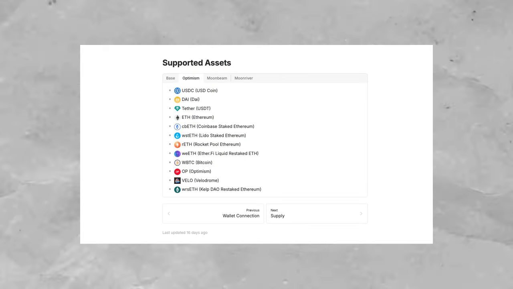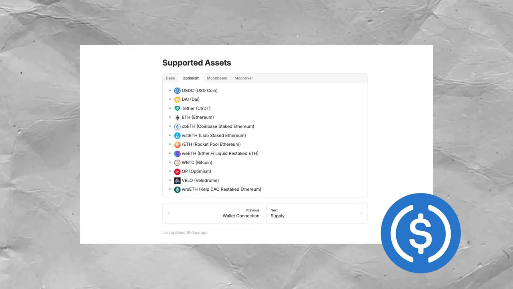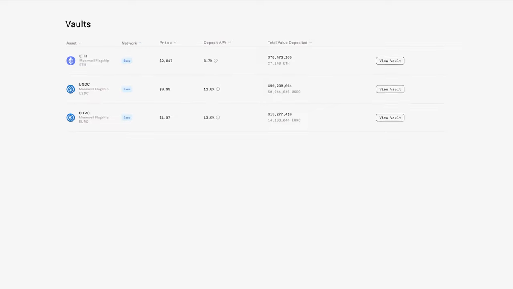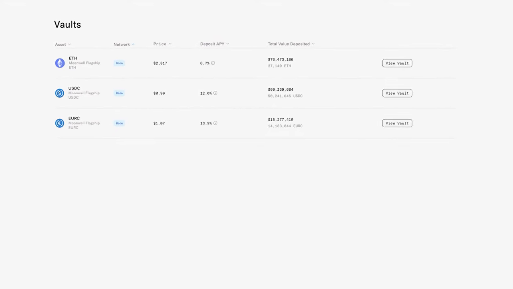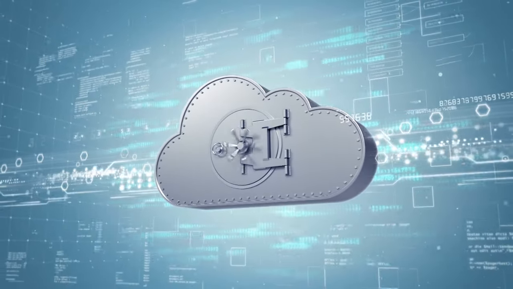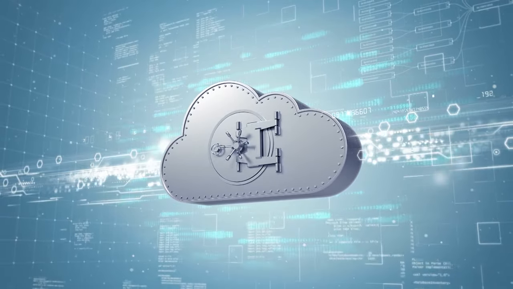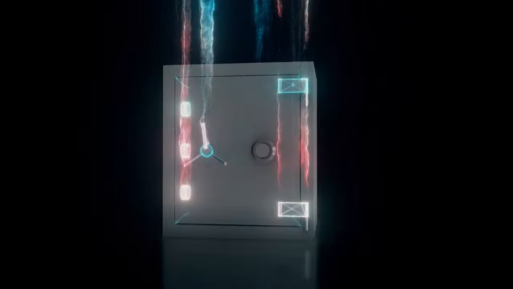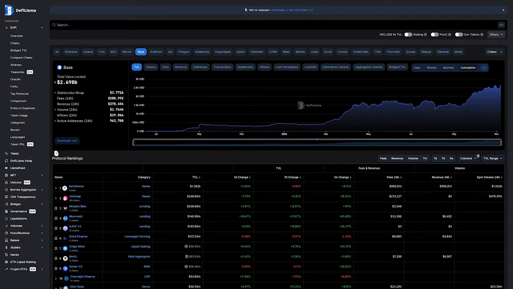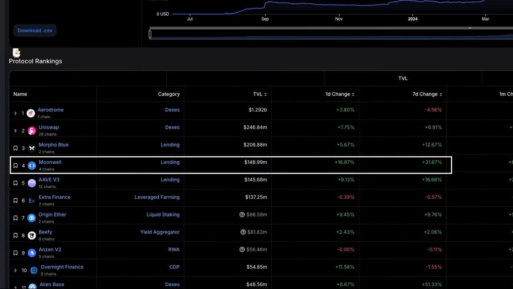The Moonwell protocol currently supports a variety of cryptocurrencies, ranging from stablecoins to Ether and various liquid staking tokens. One interesting aspect of Moonwell is a feature called Vaults, which accept deposits and allocate capital across various markets based on predefined risk parameters. These vaults tend to offer higher APYs than standard lending, but they come with some additional risks.